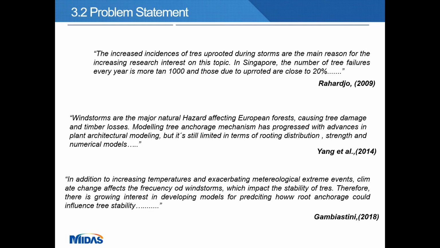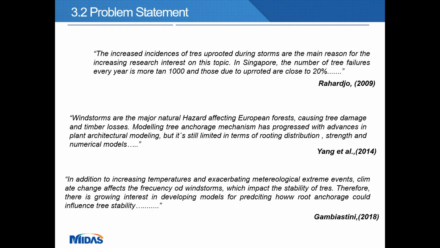So finally, Gambiastini in 2018 added that in addition to increasing temperatures and exacerbating meteorological extreme events, climate change affects the frequency of windstorms, which impact the stability of trees. Therefore, there is growing interest in developing models for predicting how anchorage could influence tree stability. So these three extracts from different research papers summarize the same thing.